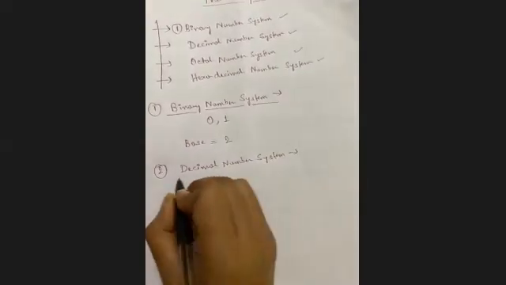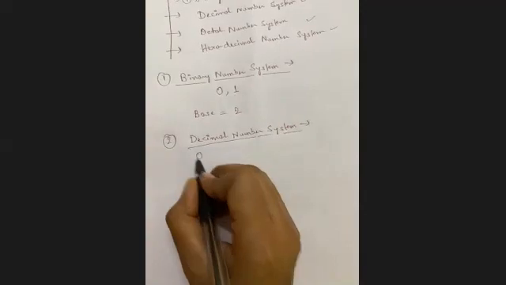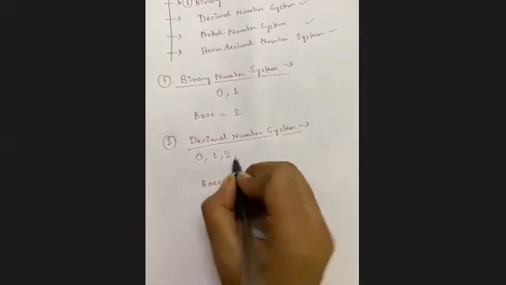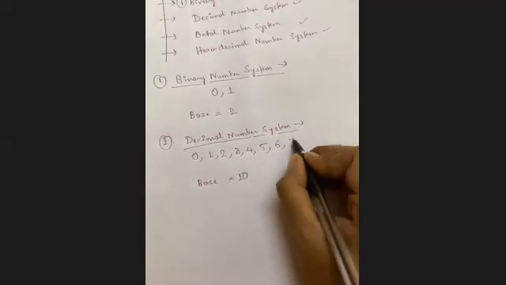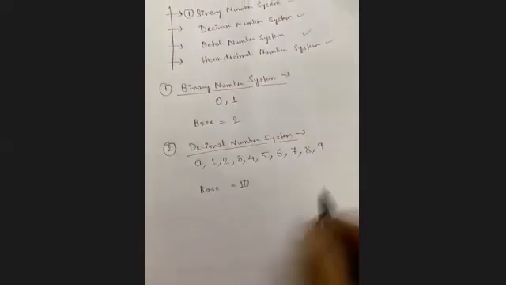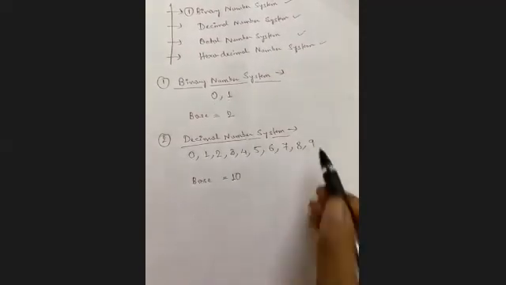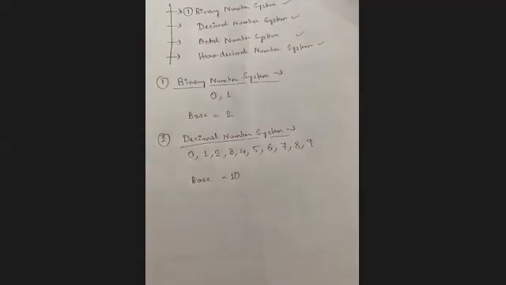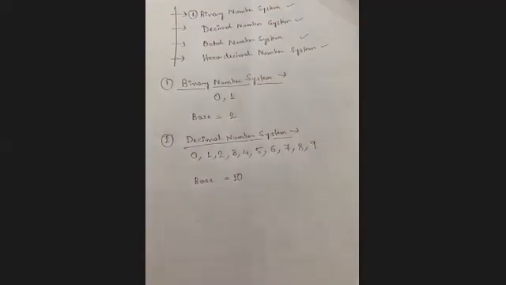In case of decimal number system, the base of this number system is 10. How? The decimal number system consists of 0, 1, 2, 3, 4, 5, 6, 7, 8, and 9. So how many numbers are there? 1, 2, 3, 4, 5, 6, 7, 8, 9, 10. So base of the number system is 10 and the decimal number system starts from 0 to 9.